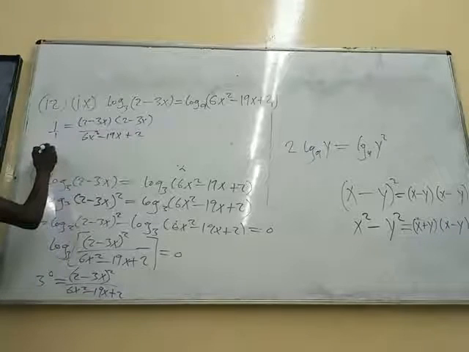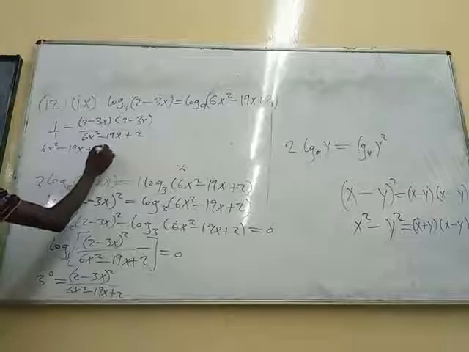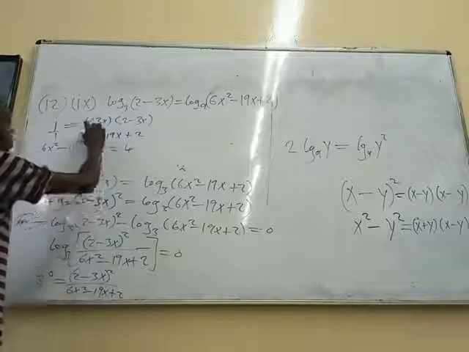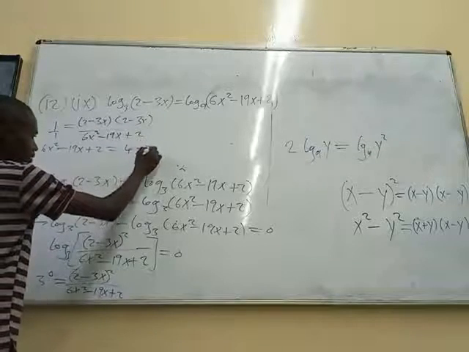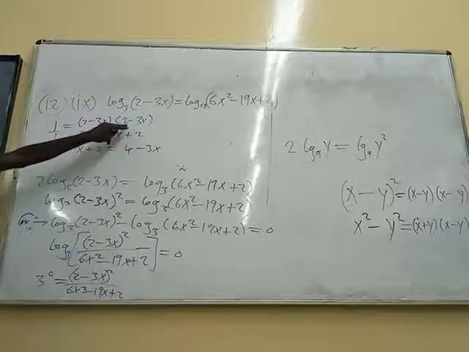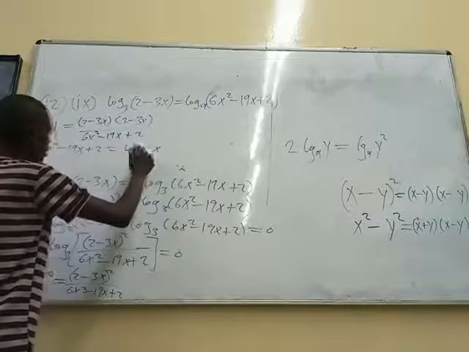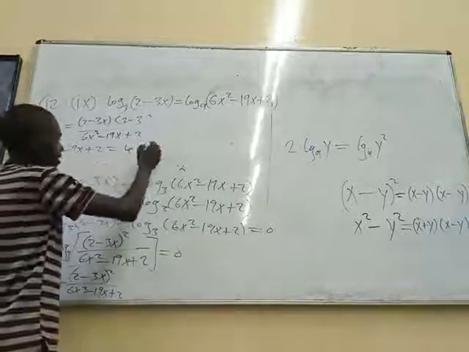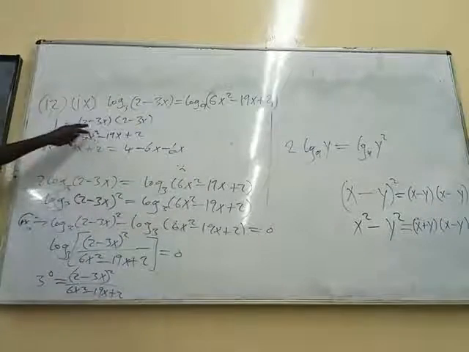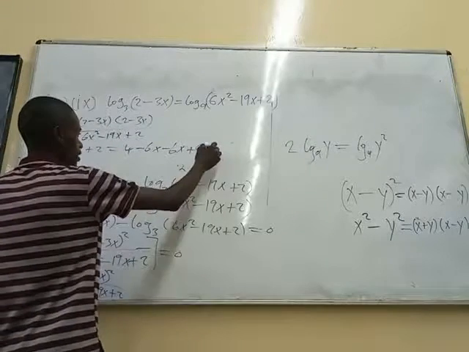This times 1, we have 6x squared minus 19x plus 2 being equal to, 2 times 2, we get 4. 2 times negative 3x, we get negative 6x. We get another negative 6x. And then we have negative 3x times negative 3x, which is negative 9x squared.